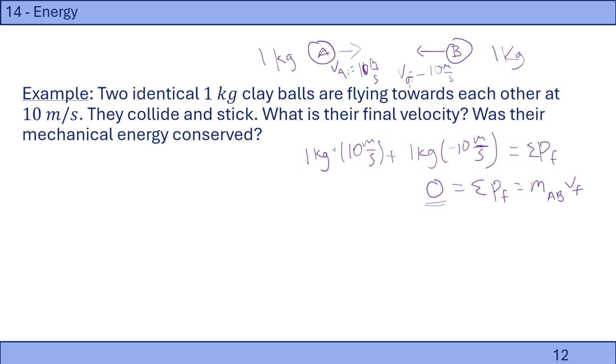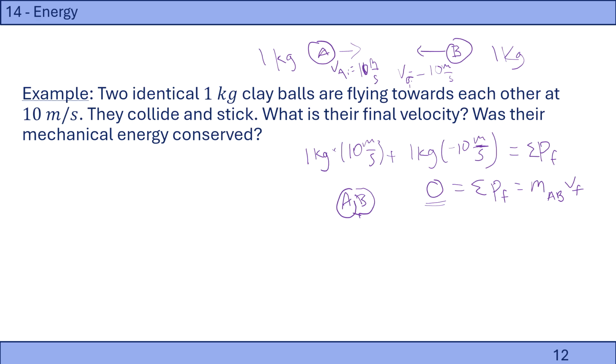And doesn't that make sense? You slam two clay blocks towards each other. They're the same mass, same speed. They're going to smash together and form one little AB object. And it's just going to plop down on the ground with no velocity.